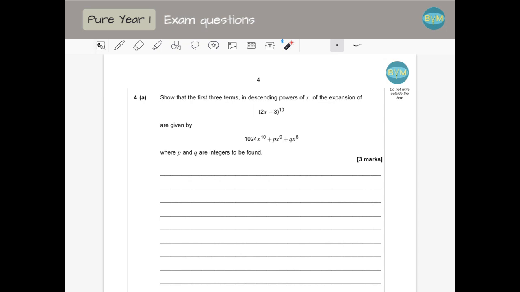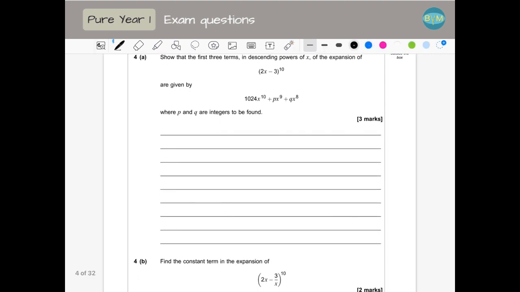Hello, this is question 4 on June-November 2021, paper 3 from AQA, and is a binomial expansion with an integer or a natural number as an exponent, which is what you see in year 12, but it's a year 13 question. So you have to show that the first three terms in descending powers of x of the expansion, this one, are given by this expression. And p and q are integers that we need to find. So let's expand that.